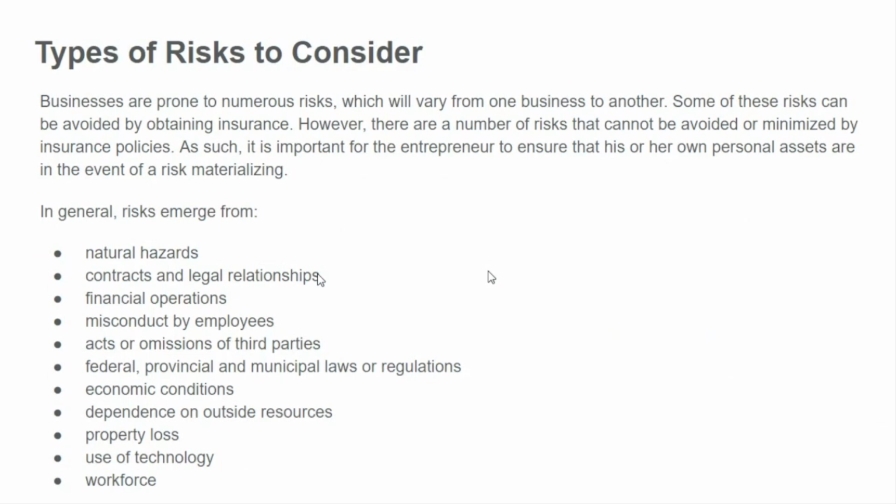Property loss, again, a tornado, a wildfire. Use of technology. I went and bought all this wonderful technology and now it's obsolete. And the workforce. Do I have a workforce? Are there competent people to do the job? Some of those risks you'll notice are internal, I can control. Some of them are external.